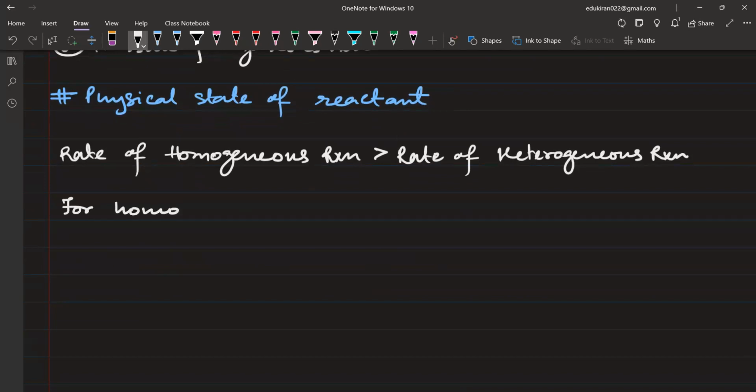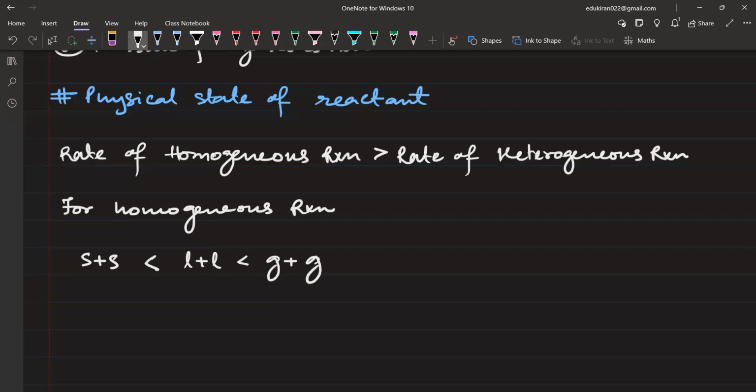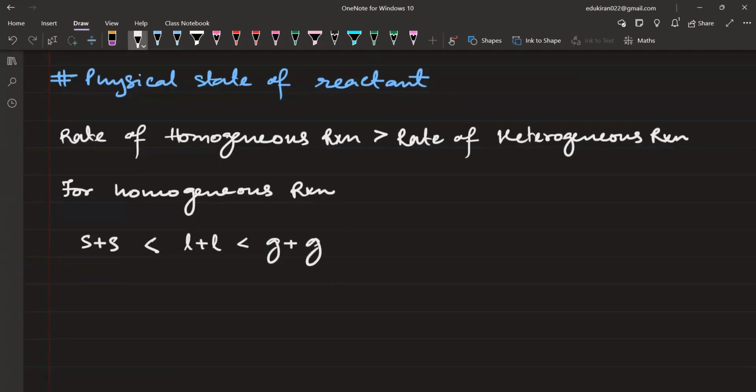So for homogeneous reaction, we can say that solid plus solid, they will be having the least amount of movement. That is why if the reactant is solid, we're going to have the slowest reaction, followed by liquid plus liquid, and followed by gas plus gas, which will be having the highest rate of reaction, because obviously the gaseous particles, they move very rapidly.